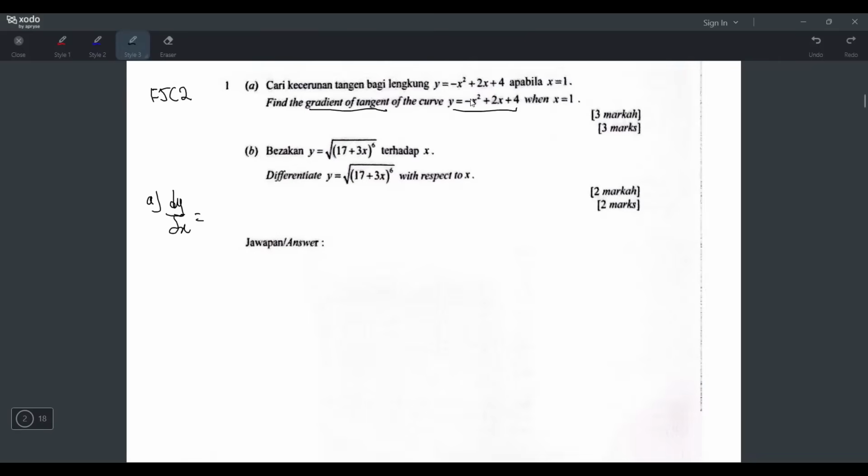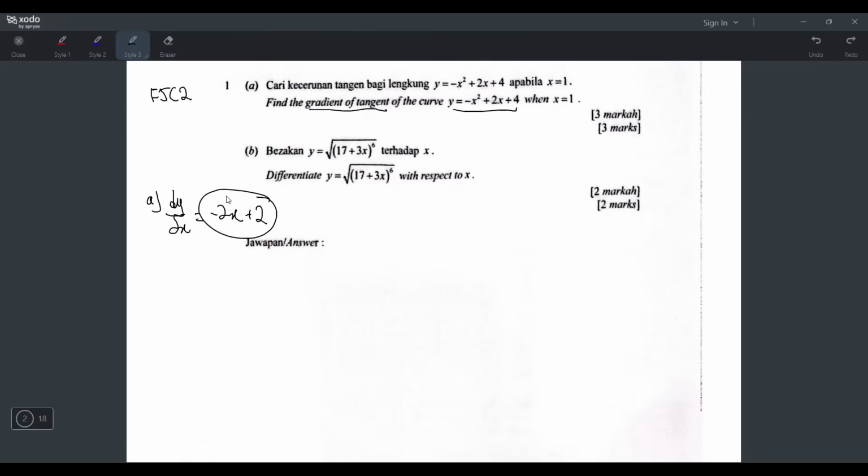Differentiate negative x squared is negative 2x. Because when you differentiate, you take the power times with the number in front here and then power minus 1. So 2 times negative 1, negative 2, power minus 1, x power 2 minus 1 is x power 1. Differentiate 2x, that's just 2, and then differentiate 4 is 0. So this is what we call the gradient function. Or you can say it's the gradient curve.